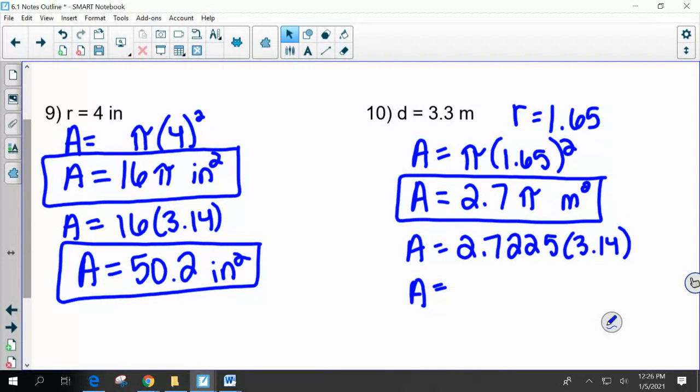I get 8.5486, which would end up just being 8.5.